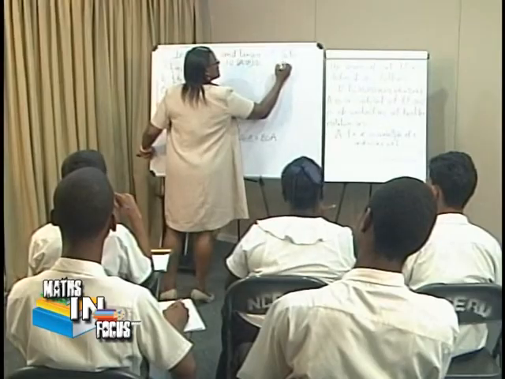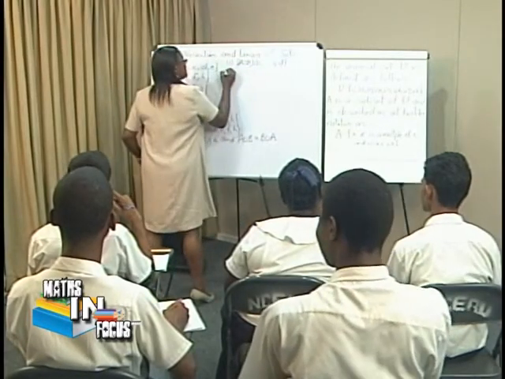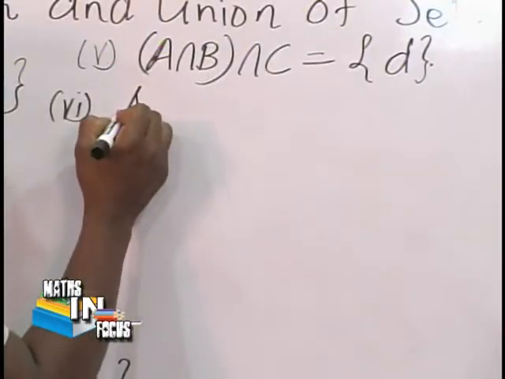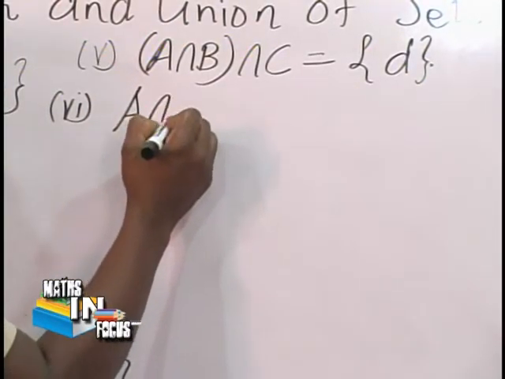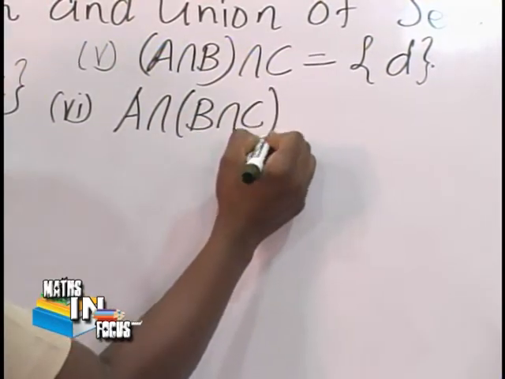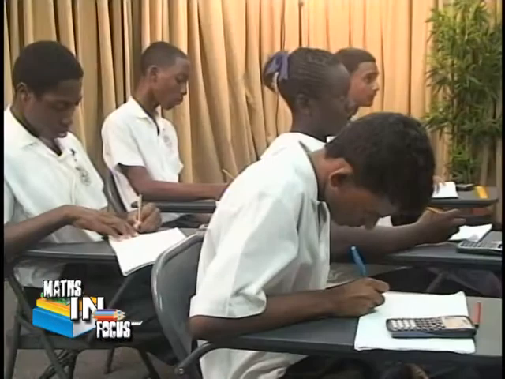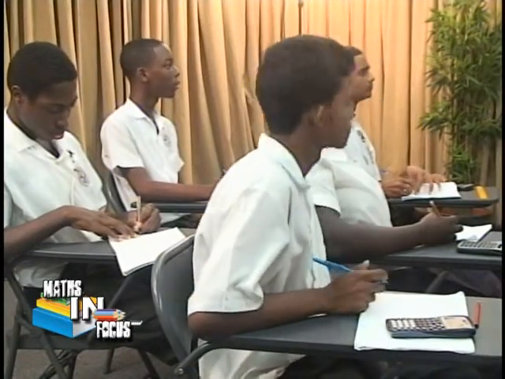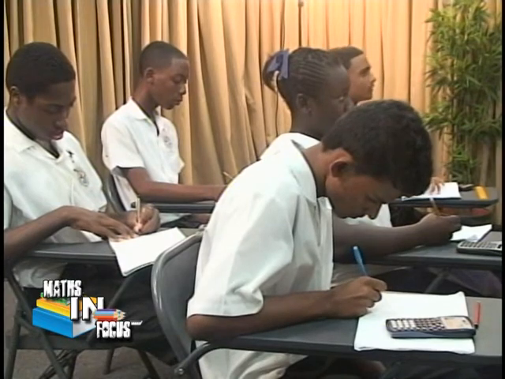D alone, D was the only element. Sixth one. You're going to take the set A and intersect it with B intersect C. We're going to take B intersect C, and then we're finished intersecting B and C. Then we're going to intersect it with A.